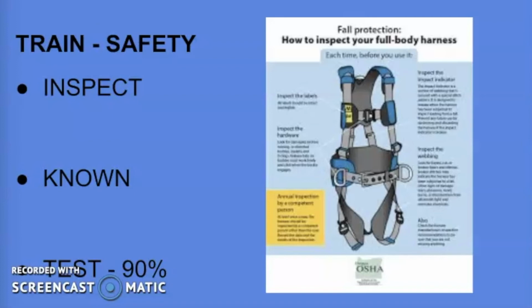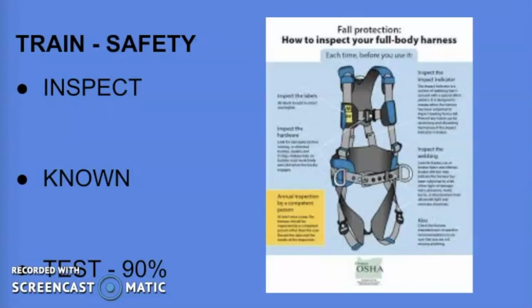And then next you must inspect the webbing. So look for frayed, cut, or broken fibers and stitches. The broken stitches may indicate that the harness has been subjected to a fall. So this is the exact same as the impact indicator. So if this is frayed or cut or broken, then do not put this on. And then also you must check the harness manufacturer's inspection recommendations to be sure that you are not missing anything.